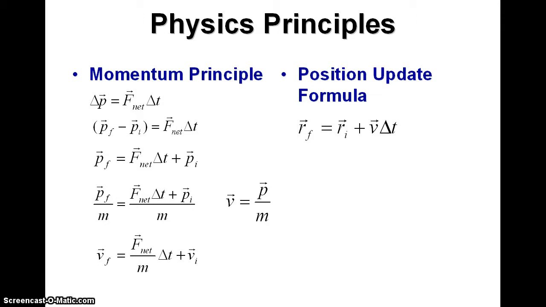The first principle is the momentum principle. Change in momentum is equal to net force times change in time. I have rearranged this formula into the form: final velocity is equal to net force divided by mass times change in time, plus initial velocity. The second principle I will be using is the position update formula. Final displacement is equal to initial displacement plus velocity times change in time.